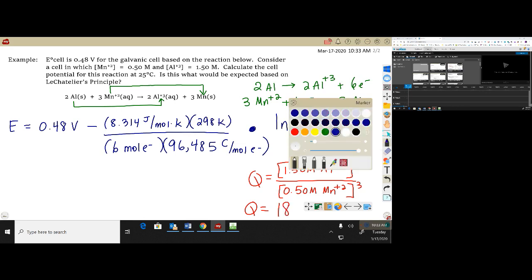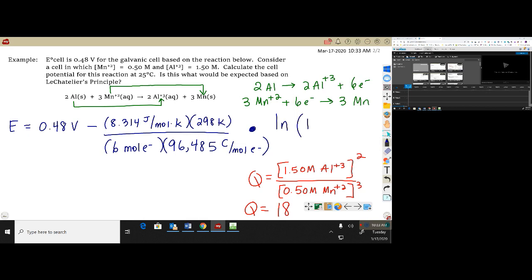Then that goes up into my Nernst equation. Natural log of 18. That was Q. Holy cow, this is a lot. But now it's just all plug and chug. You just plug it in your calculator and let's see what we get. Okay, so 0.48 minus all of this. Wow. 8.314 times 298. I'm going to divide that by 6, and by 96,485. And then I'm going to multiply by the natural log of 18. Craziness.